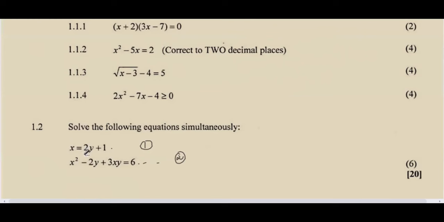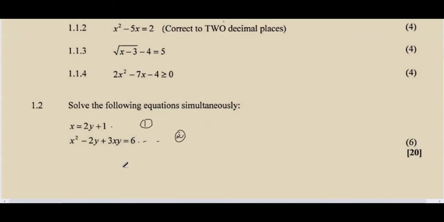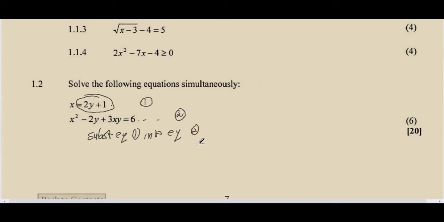So there would be no need for you to formulate equation number 3 here, because already from equation number 1, you have the x variable being the subject of the formula. Now it's just a matter of taking equation number 1 and substituting it in equation number 2 where there is x, right? So the expression that we want to substitute wherever we see x is 2y plus 1, because we are simply saying that x is equivalent to that. So what are we going to write? We're going to say substitute equation 1 into equation number 2, right?